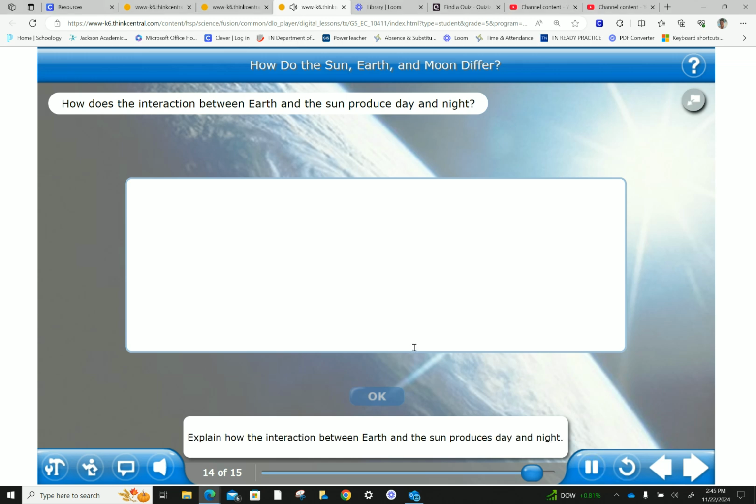Form a system. Explain how the interaction between Earth and the sun produces day and night. How does this also produce our seasons? Type your answer. Then click OK. One rotation of Earth takes about 24 hours. Earth's rotation is responsible for the length of the day and night. The unique tilt of Earth's axis and its revolution around the sun cause the seasons.